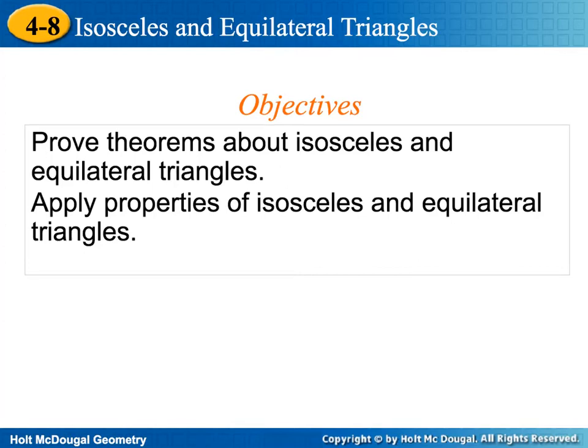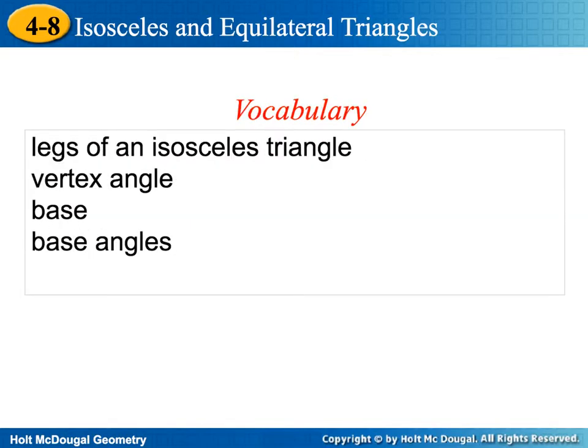All right, last one for chapter 4 is isosceles and equilateral triangles. The objective is to prove theorems about isosceles and equilateral triangles and to apply properties of isosceles and equilateral triangles. Sounds fun, doesn't it? All right, vocabulary is this.